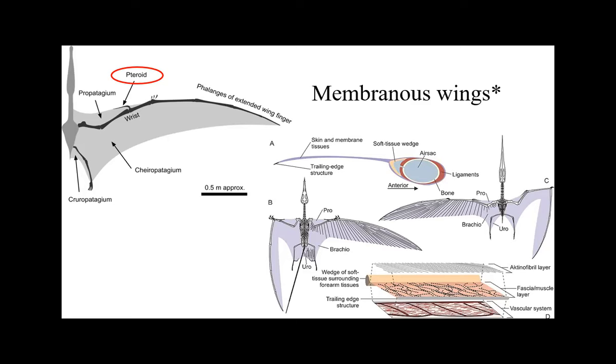Very derived structure. These guys are little archosaurs, especially at the beginning. They get big later. Little archosaurs that have these little wings attached to their ankle to their outer ring finger. Very cool. So membranous wings for pterosaurs.